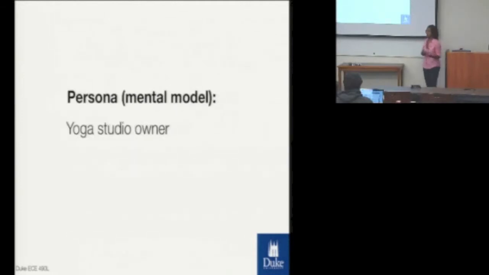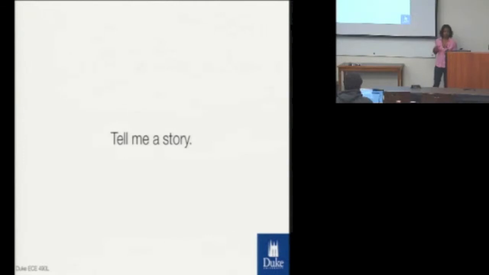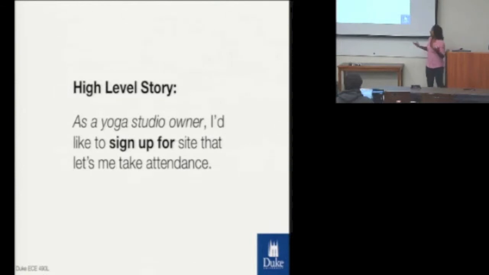Now we have to put ourselves back into the mindset of the yoga studio owner. When we design the sign-up form, we have to think of that persona. So we take a step back and figure out what story we need to come up with in order to fill out this feature. What are some of the things we need to think about for a yoga studio owner? At a high level, they're going to say, when I sign up, I'd like to sign up for a site that lets me take attendance. So we've had some marketing copy, maybe reiterating the value proposition of why they're signing up in the sign-up form.